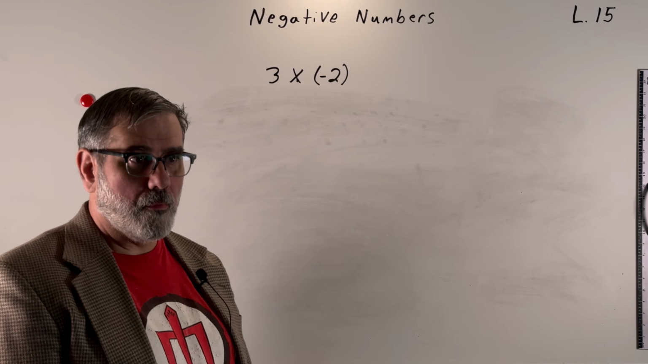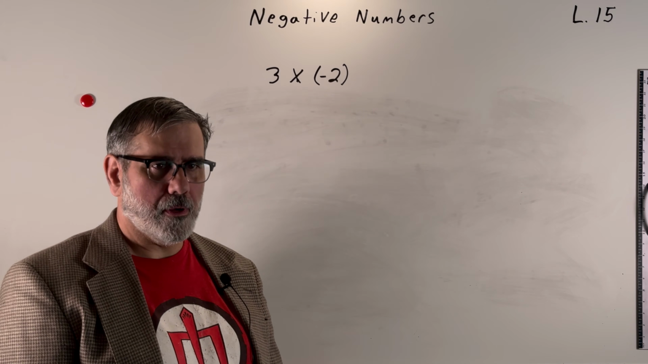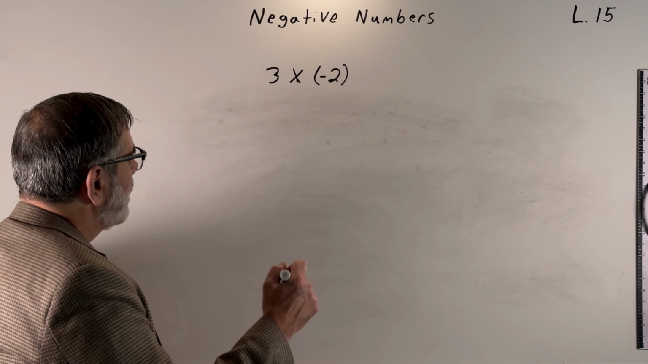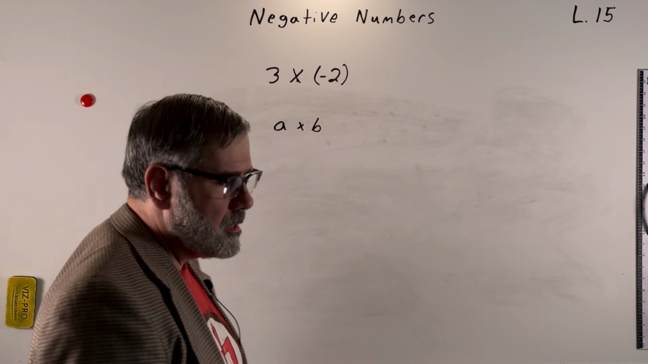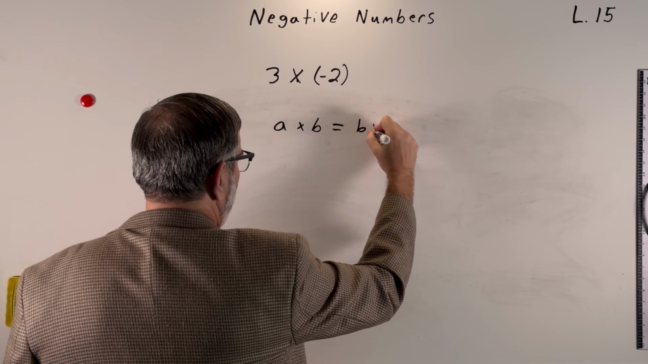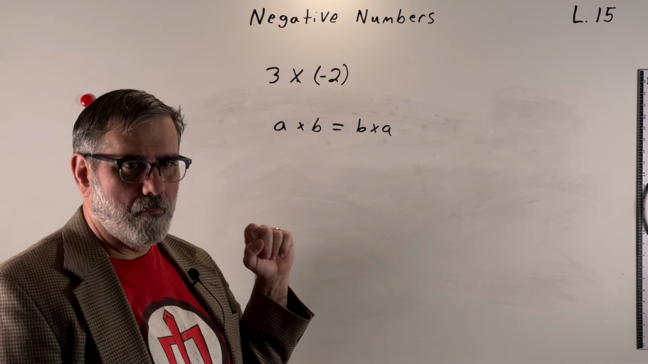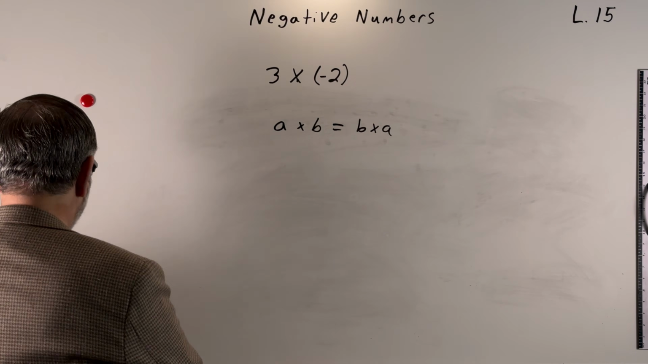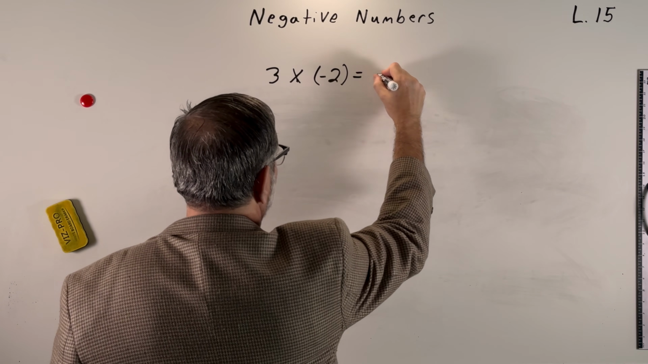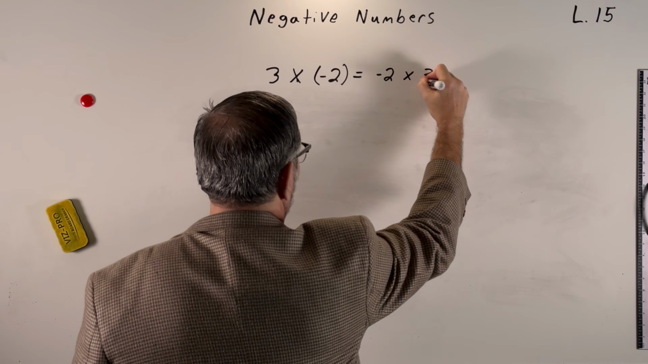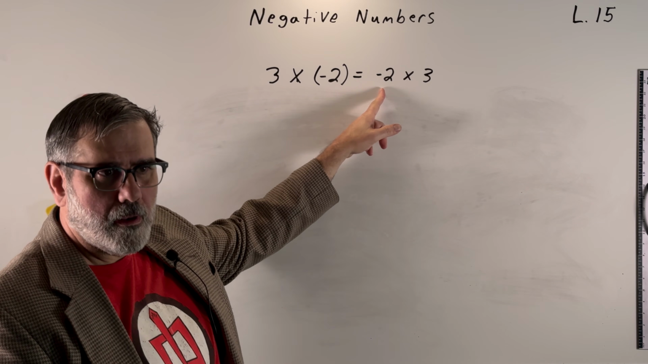Fortunately, we talked about the associative property for addition earlier, but there's also an associative property for multiplication. So that means that A times B, where A and B are just any old numbers, is the same thing as B times A. So you can take an example. 2 times 3 is the same thing as 3 times 2. So taking advantage of the associative property, I can simply rewrite this 3 times negative 2 as negative 2 times 3.